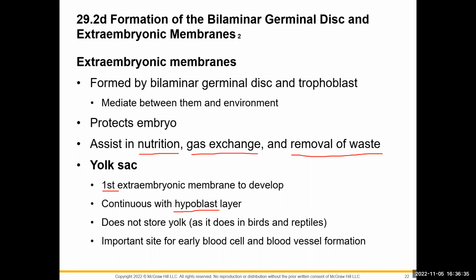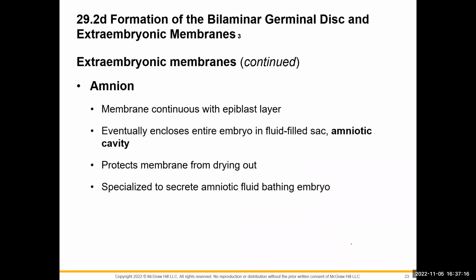Well, in this case, that does not happen with humans. It does not store any yolk. So what the yolk sac is going to be utilized for is early blood cell and blood vessel formation. And we'll see more of that later on. So again, don't think of it as the traditional yolk sac that you would see in other species in which the developing embryo gets its nutrients from there. That doesn't happen in humans. But what this yolk sac will do is eventually we're going to see development of early blood cells and blood vessel formation for our circulatory system.